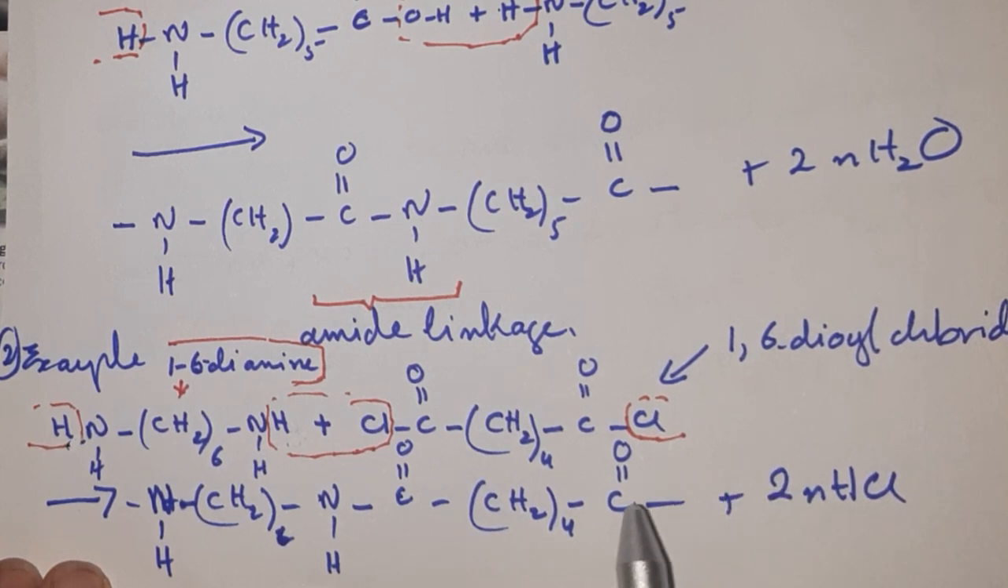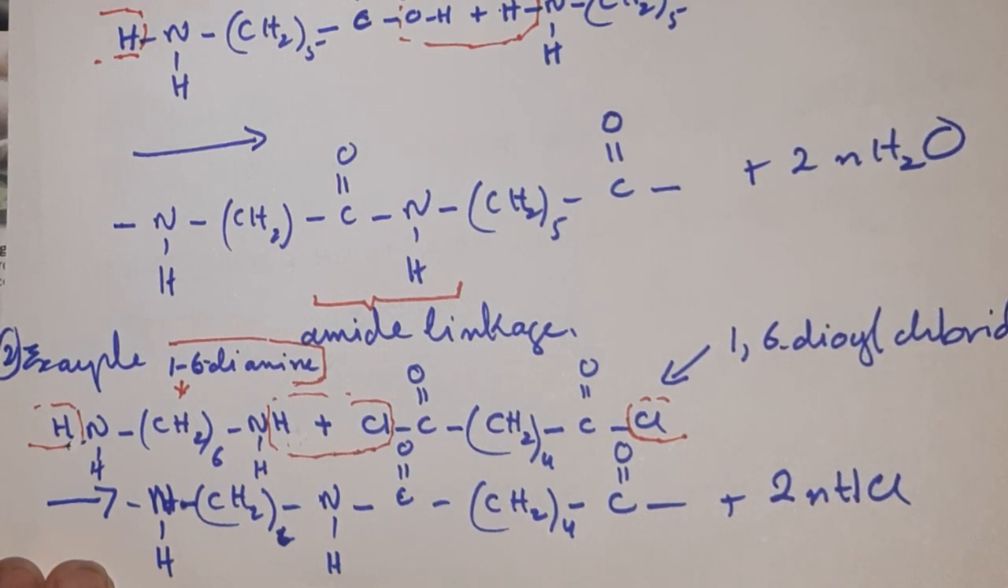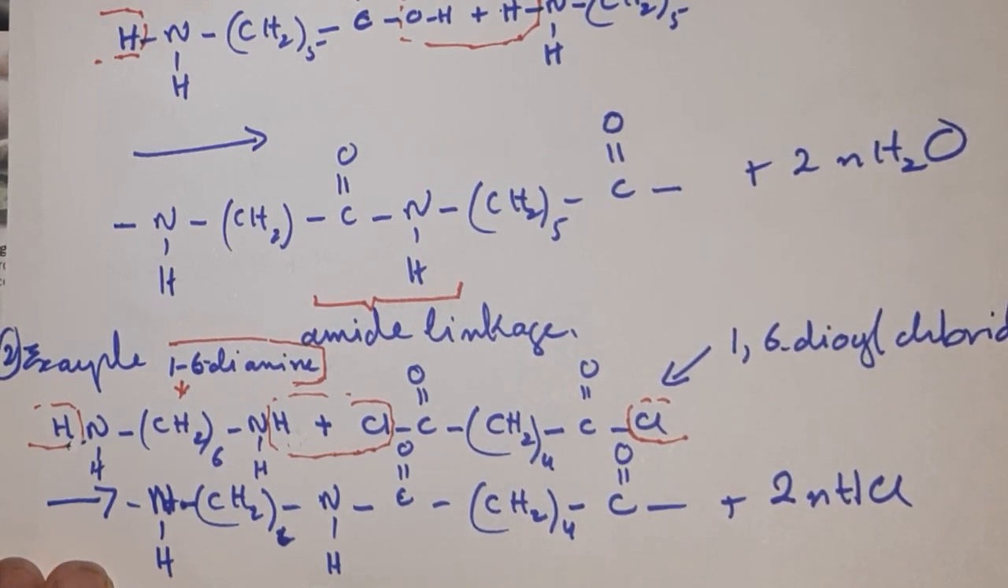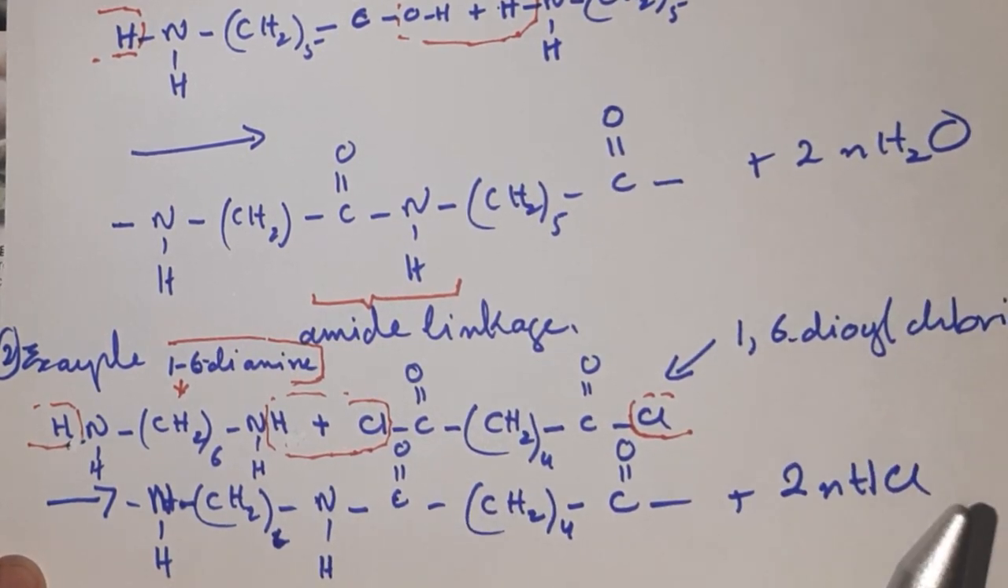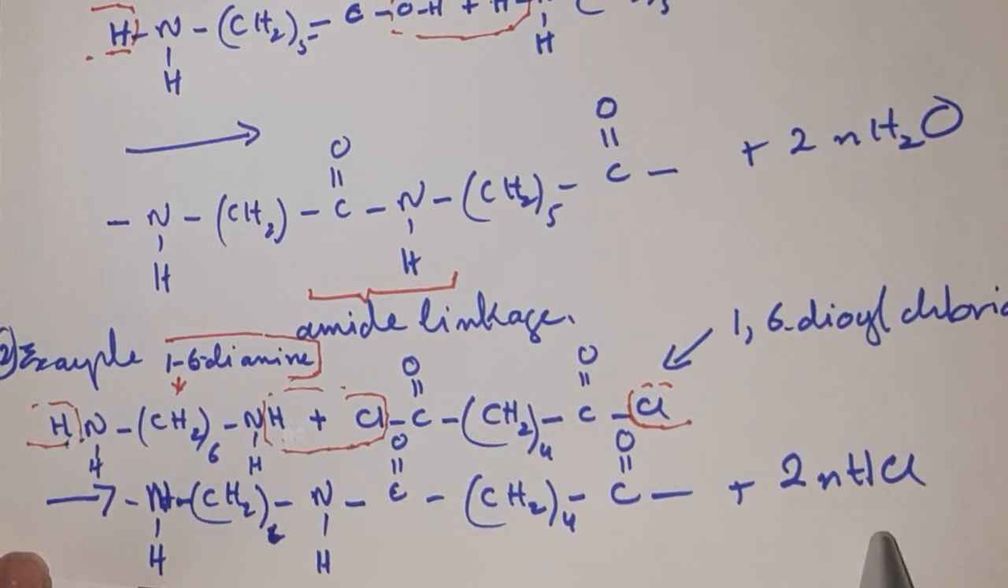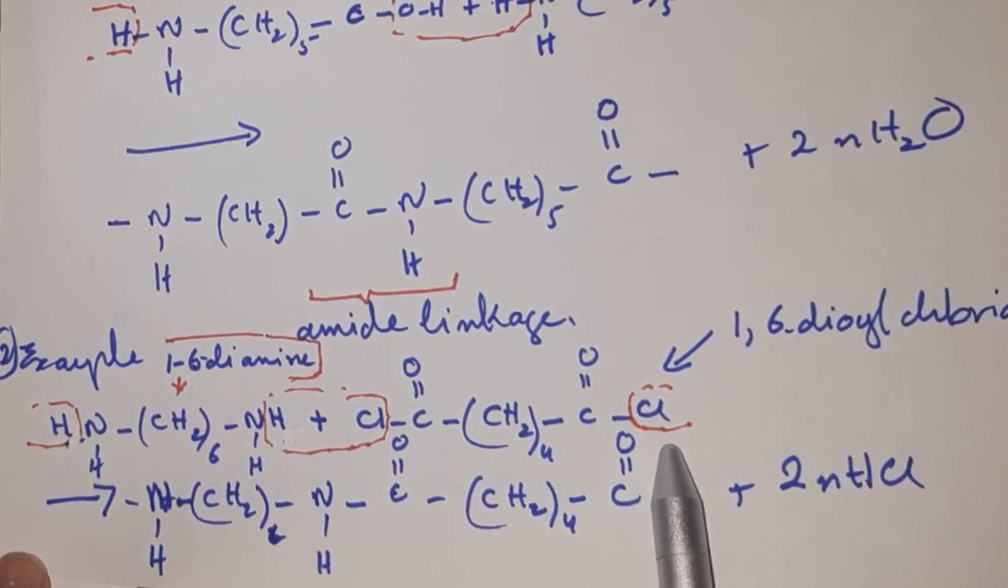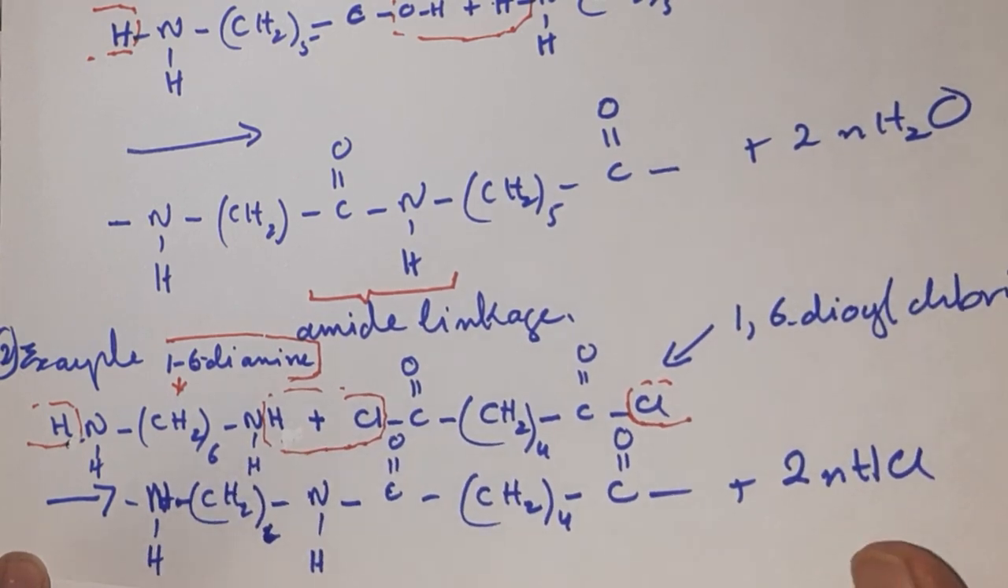Remember in the beginning when we were talking about the condensation definition, we said removal of a simple molecule like water. So it doesn't mean that it is always water. It can be HCl if over here instead of OH we have a Cl group of the carboxylic acid.